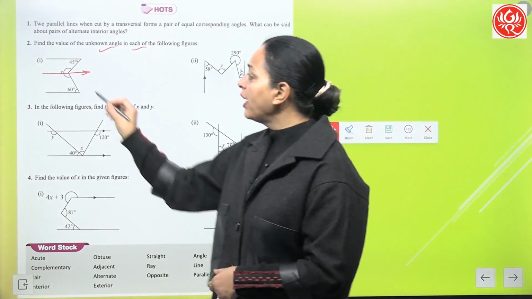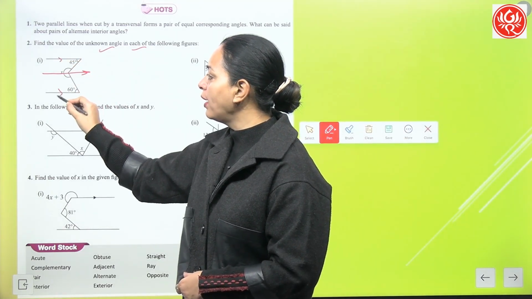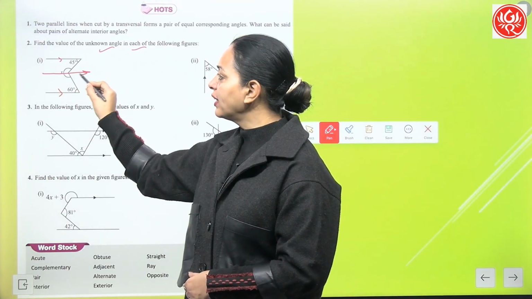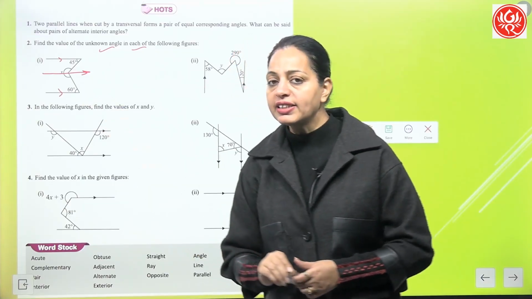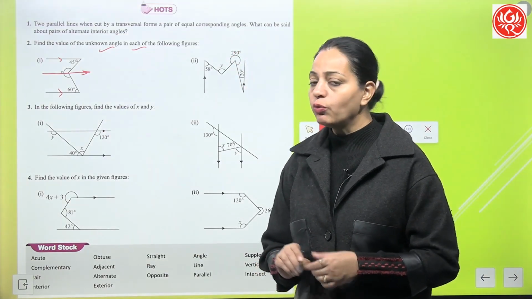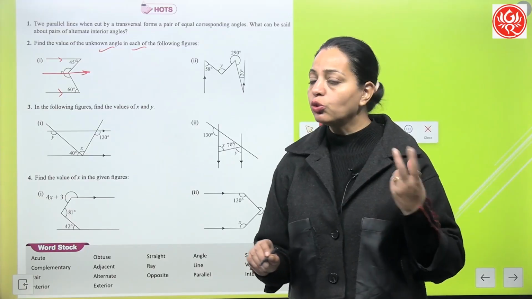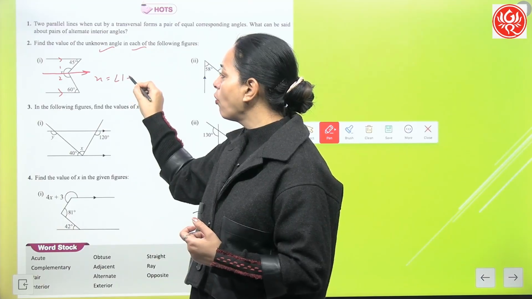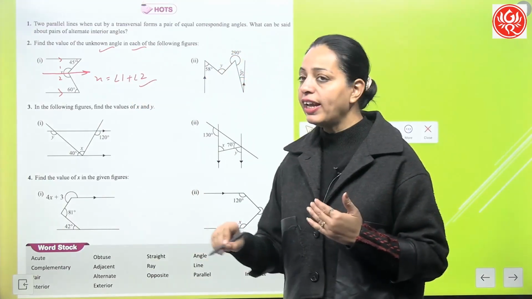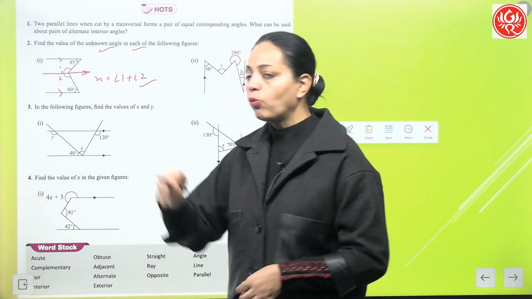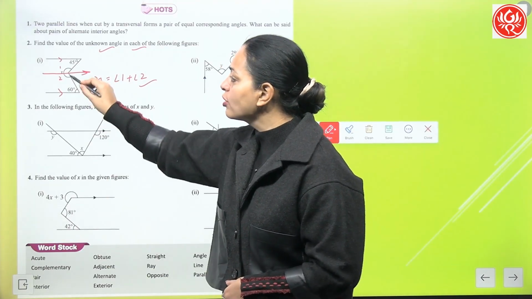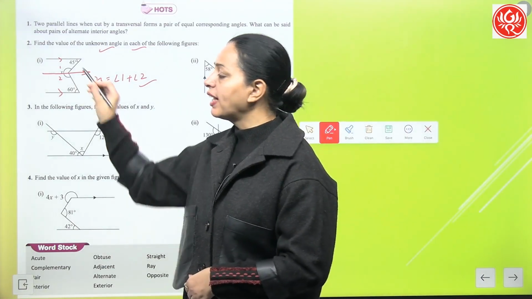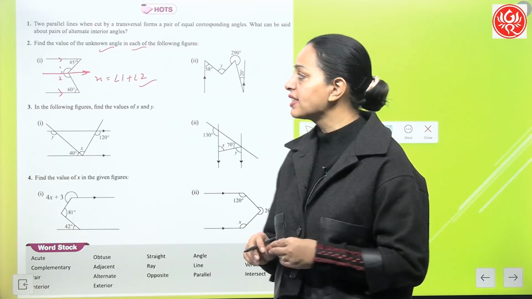See, second question: find the value of the unknown angle in each of the following figures. Like the first one, here we can see these two lines are parallel but there is no common transversal. So I have drawn a line which is parallel to both the lines. So what to do? Now x is made of two parts, 1 and 2, यानी x equals the sum of 1 and 2. हम क्या करेंगे? इन फर्स्ट टू लाइन से एंगल 1 फाइंड कर लेंगे और इन लास्ट टू लाइन से एंगल 2 फाइंड करेंगे.